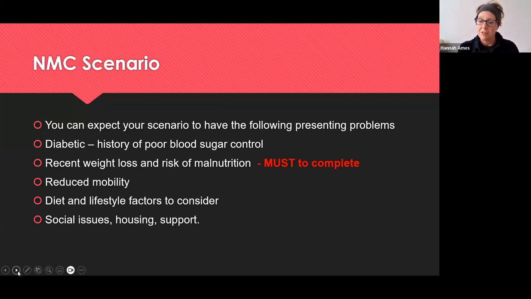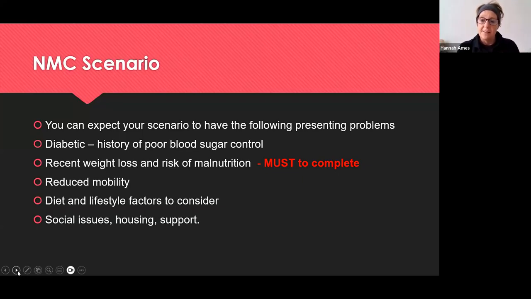So like I said, normally the patient has diabetes, so there could be a history of some poor blood sugar control, so they could have some high blood glucose. There is always some recent weight loss, and this patient is at risk of malnutrition as well, so there is a MUST form to complete, and I'm going to go through that with you. Could potentially also have reduced mobility, again thinking about the impact of neuropathy on patients' mobility and sensation as well.